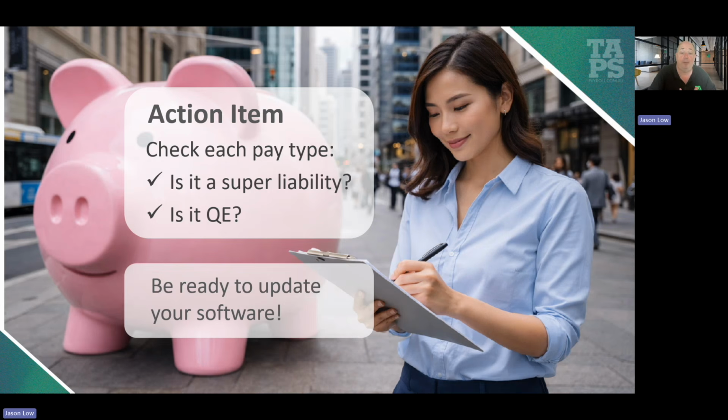At some point, your payroll software provider will reach out to you and say, right, we've updated our system, we're now ready for you to go in and start updating each pay code and record whether it's a super liability or whether it's OTE. So my advice is start doing that now so that when your payroll software is ready, you'll be ready to update the system.